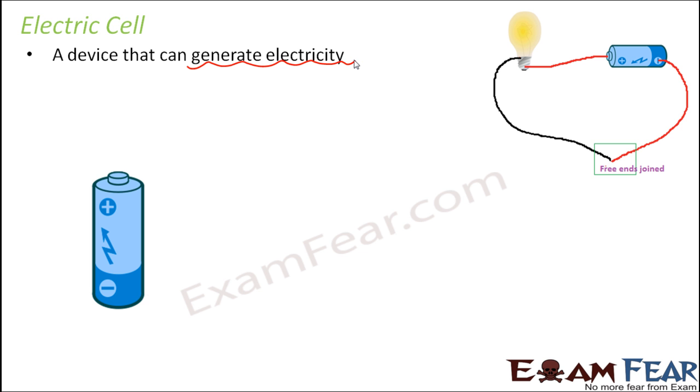So when you try to perform this experiment, you take the bulb, you take a cell or a battery and you join the entire circuit. In this case the bulb glows because the current is generated by the cell and then that current flows through the entire complete circuit.